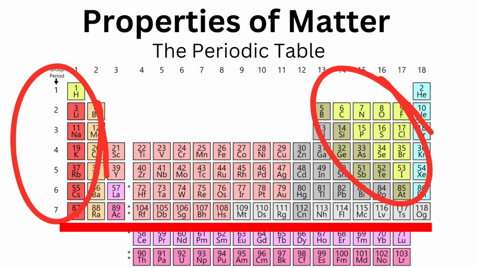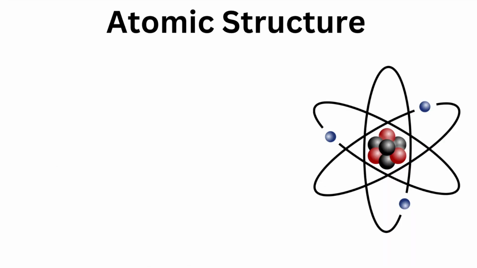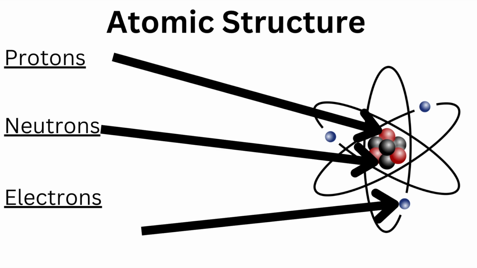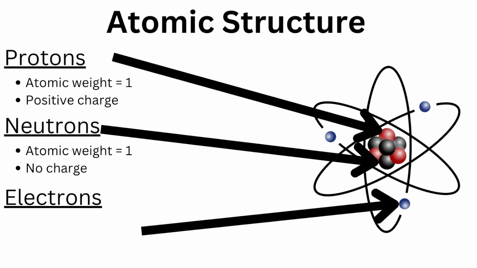Metals are in the top right, separated by a diagonal border of semimetals. Chapter 3: Atomic Structure. An atom has protons, neutrons, and electrons. The protons and neutrons are in the nucleus, each with an atomic weight of 1, having a positive and neutral charge respectively. Electrons exist around the nucleus in what is called an electron cloud. They have a negligible atomic weight and have a negative charge.